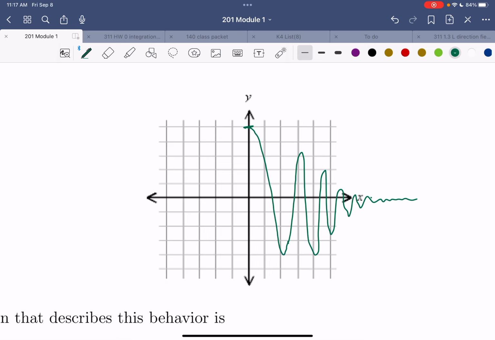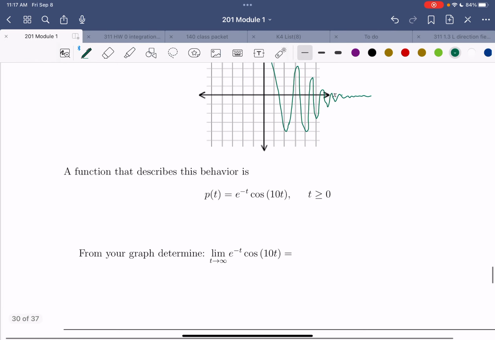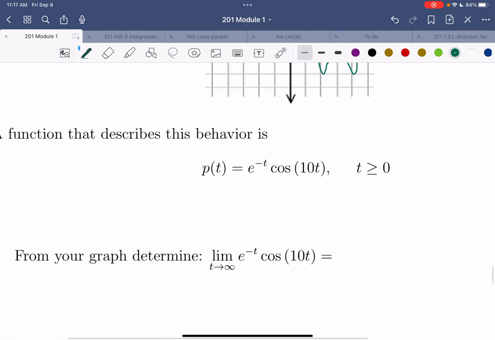Now, this graph, as you go to infinity, does in fact approach a limit, right? This graph is approaching 0. So a function that's going to match this behavior is this one, e to the minus t times cosine of 10t. What does the 10 do here? The 10 just squishes or extends the oscillations. The e to the negative t is what's going to take it down to 0. And the cosine is what causes the oscillations. And of course, our jumper is jumping at time t equals 0, so we're going to restrict t to be greater than or equal to 0.